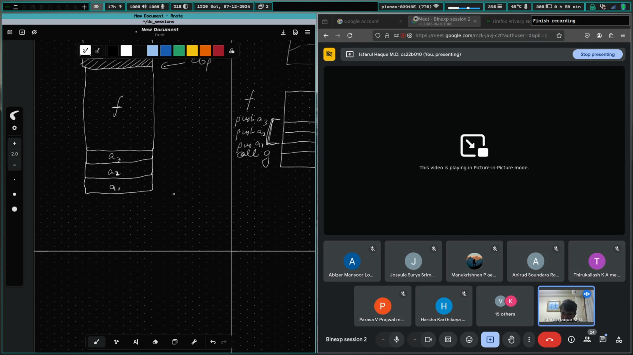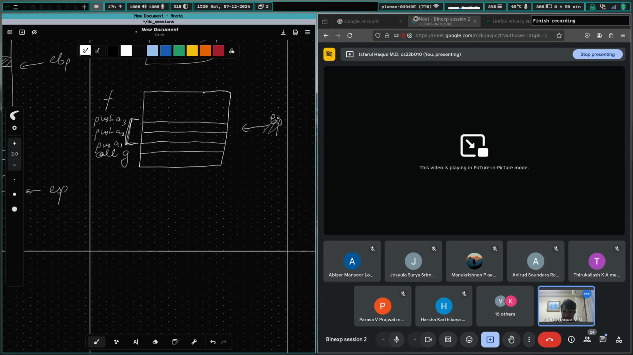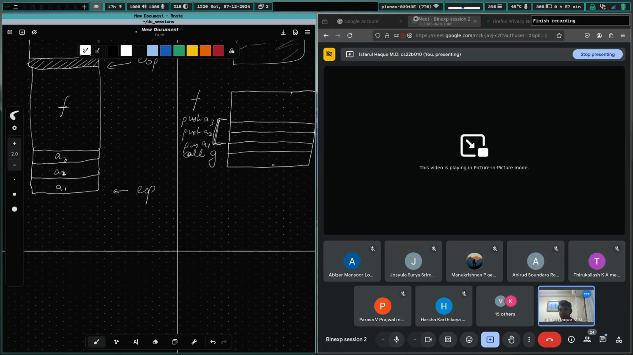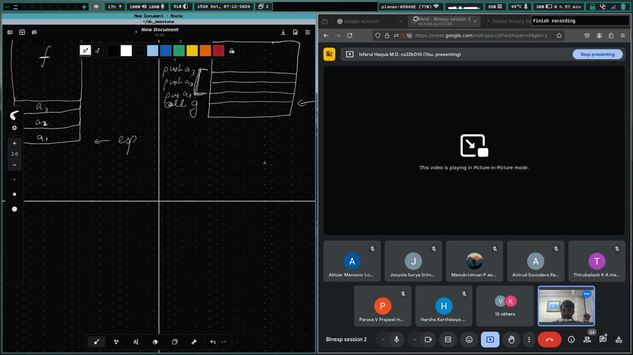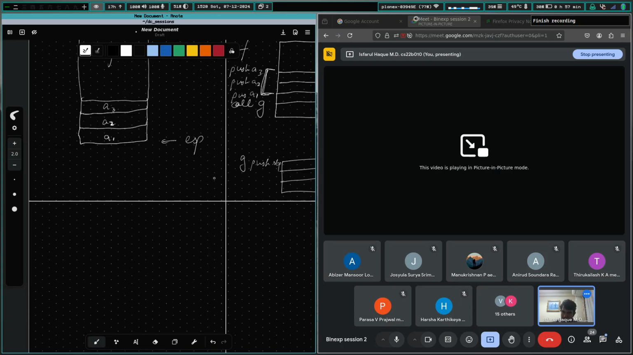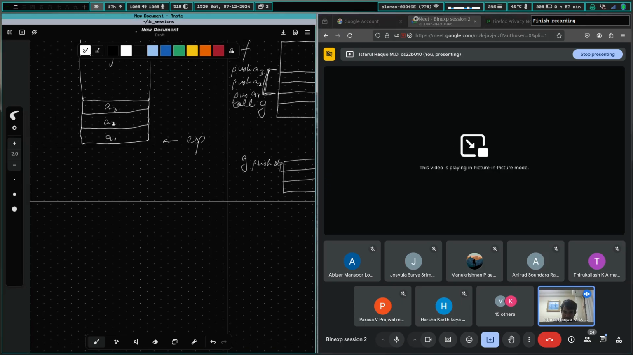And then A1 is pushed. So ESP is here now, and EIP moves here. Now call hasn't been executed yet. So we are about to execute call, and now we executed call G, let's say here in G's instructions. So the stack frame creation happens. This is, let's say, push EBP.